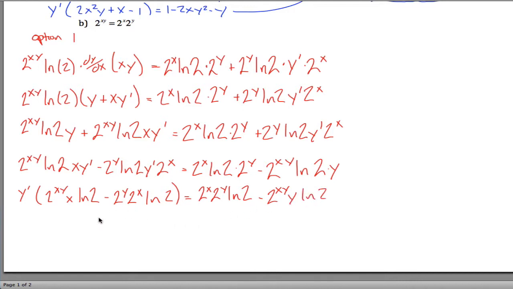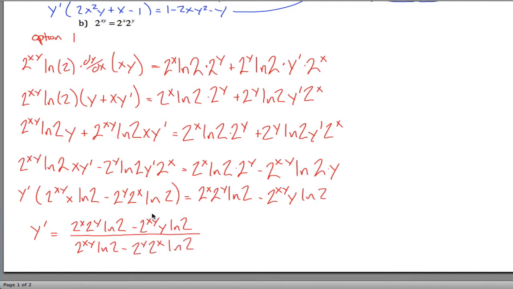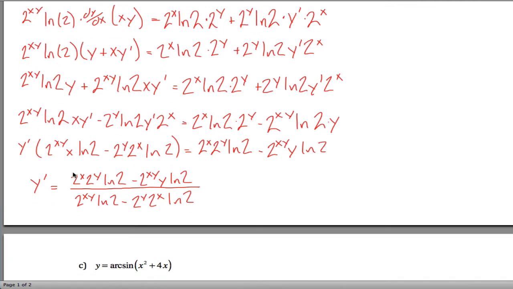So finally, pushing symbols around on a page for a while, I could solve for y prime and get y prime equals 2 to the x, 2 to the y, natural log of 2, minus 2 to the xy times y, natural log of 2, divided by 2xy, natural log of 2, minus 2 to the y, 2 to the x, natural log of 2. Since I don't care about simplification, I'm perfectly good with this being your answer right here.